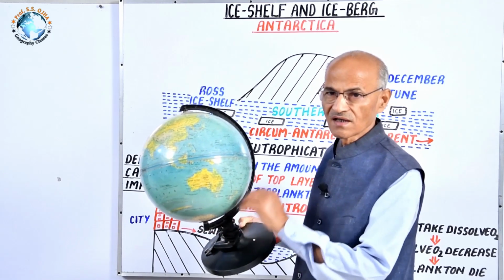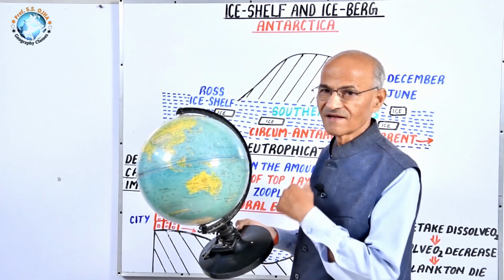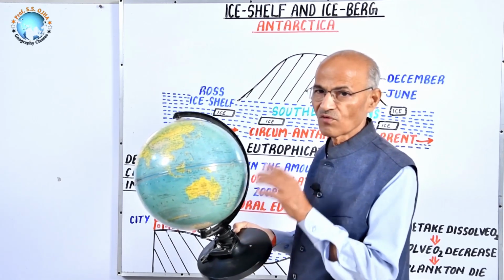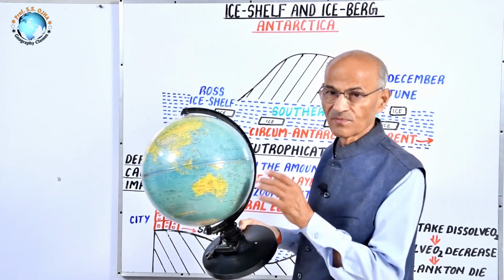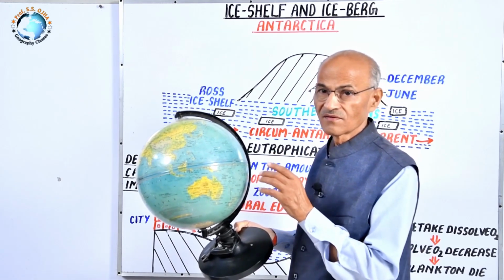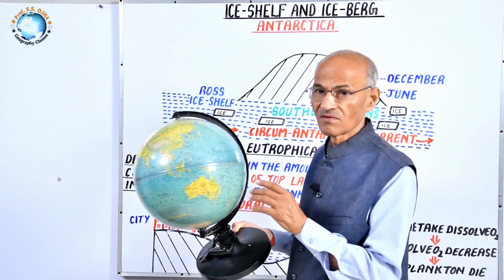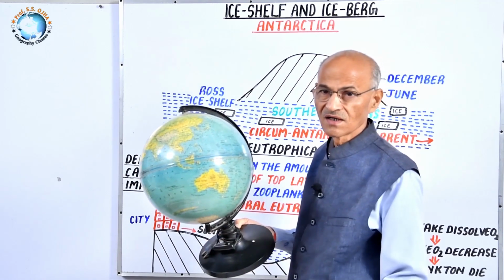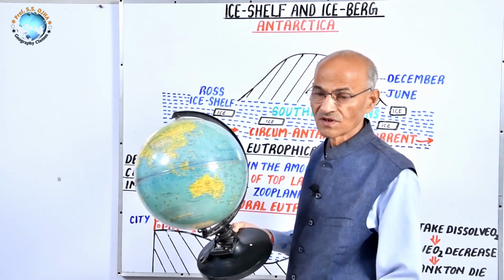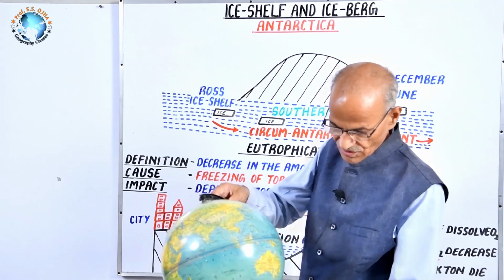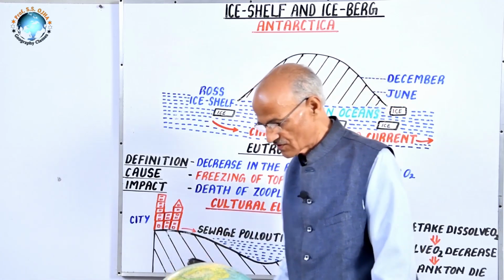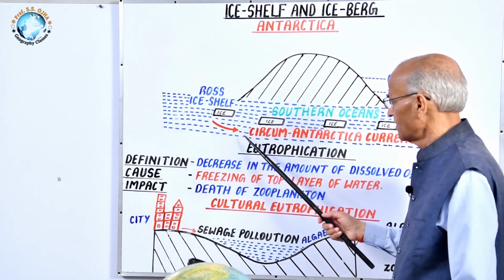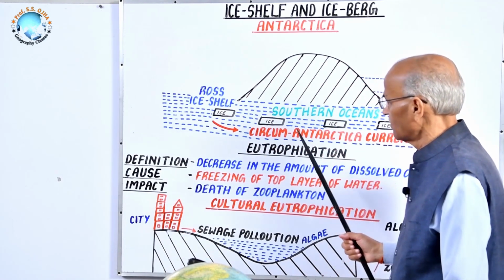Thus, to the north of the Antarctic Circle, there are three southern oceans, but to its south, the water of the South Pacific Ocean, the water of the South Indian Ocean, and the water of the South Atlantic Ocean is present, which is collectively called Southern Oceans, and it is Southern Oceans which comprises the water of three oceans of the South Hemisphere, and the circumpolar Antarctic current moves in it.